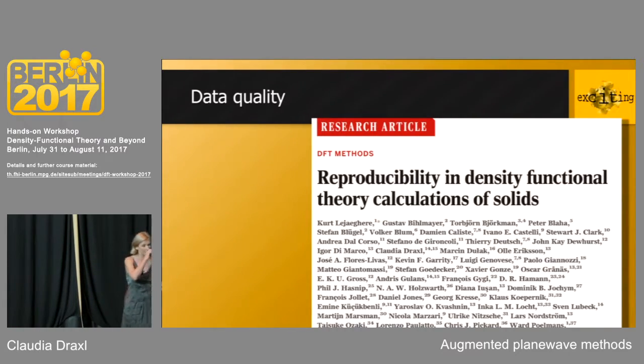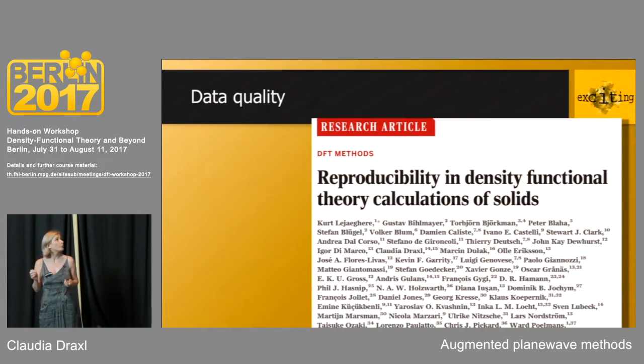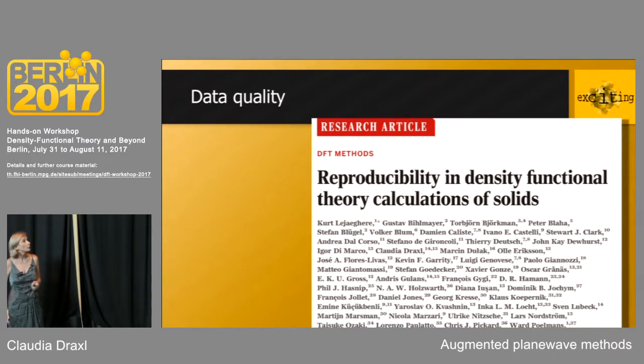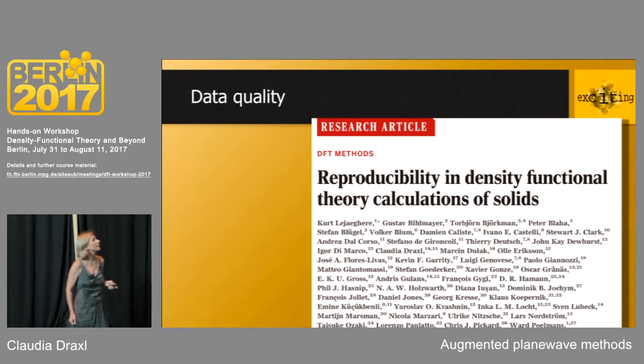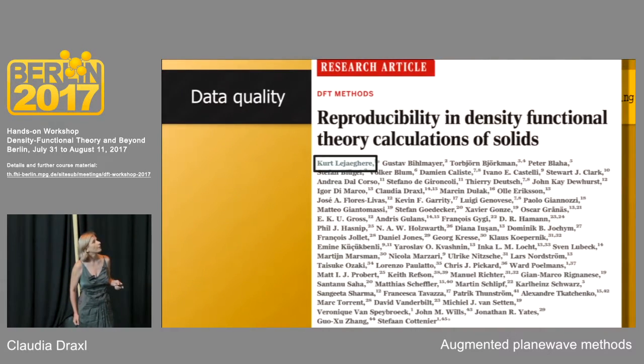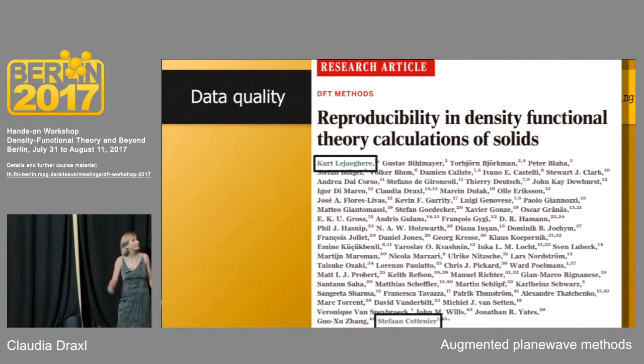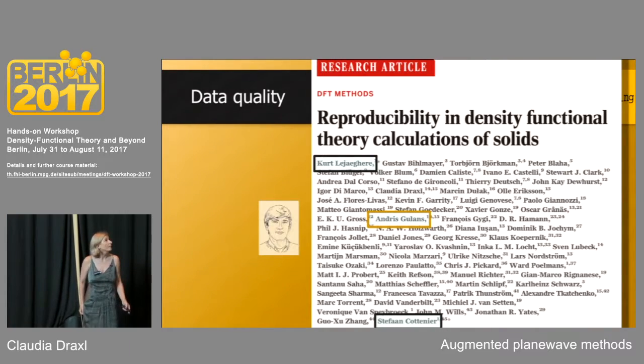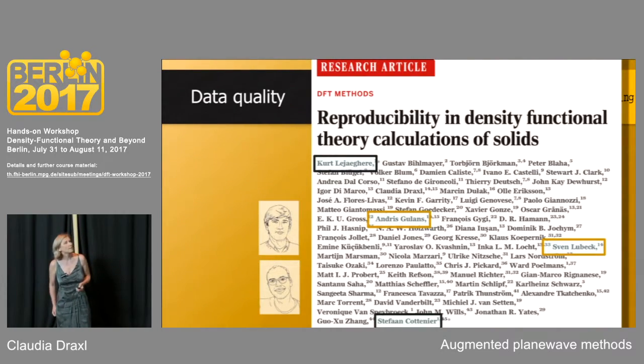So you will hear a talk about this, I think it's also next week, by Stéphane Cottenier, but I just want to point out our contributions to this work. It's about reproducibility in density functional calculations. As said, Stéphane Cottenier will talk about it. He suggested this work, and then a lot of work was carried out by his student at that time, Kurt. I'd like to mention also Andres and Sven, who have been contributing from our side.